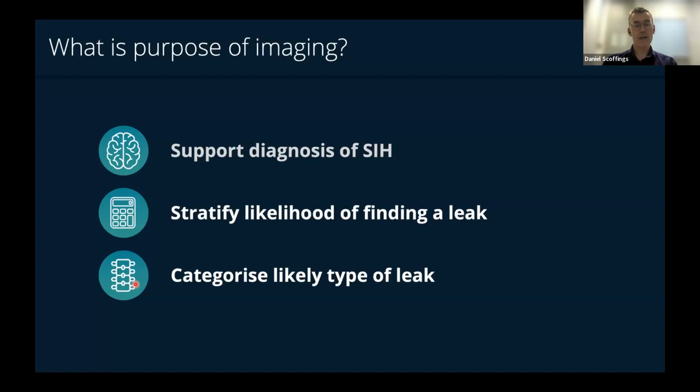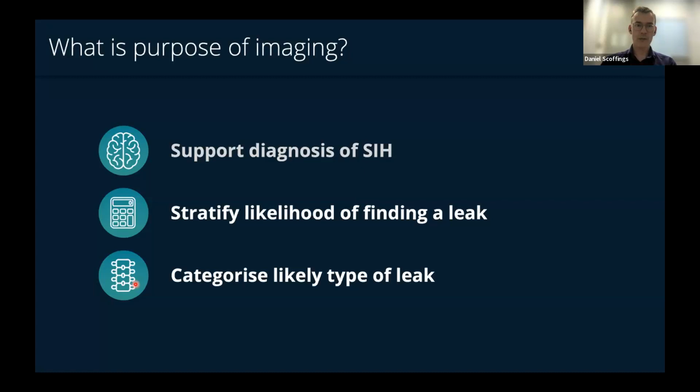And then with spine MRI, what we're trying to do is predict the type of leak, one of those three types, that a patient is likely to have. This can help us to select an appropriate myelographic strategy, which is going to be covered in more detail in the second of our talks.